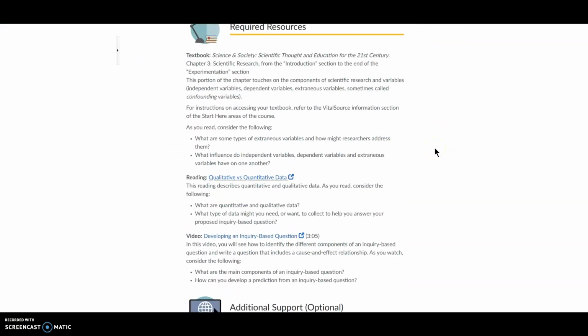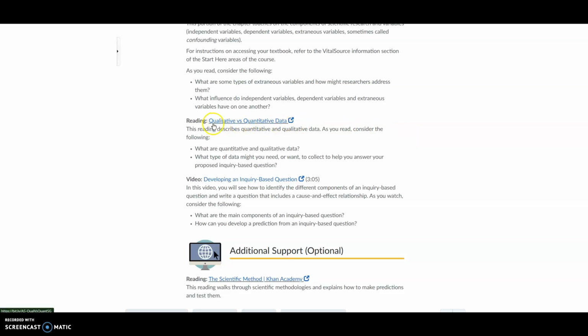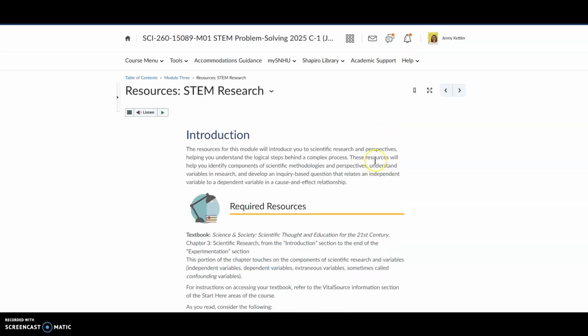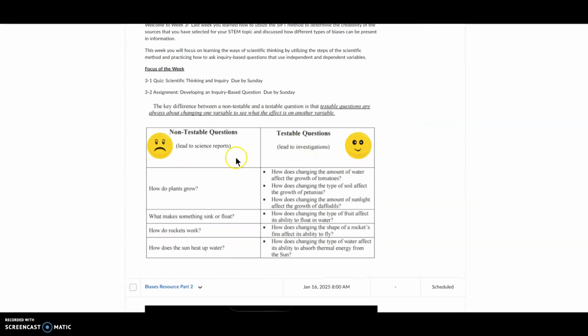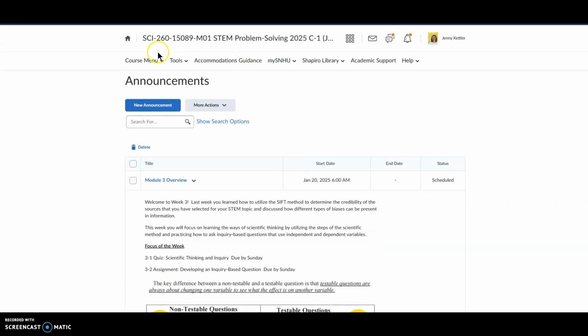There's also some extra resources here. So this talks to you about qualitative and quantitative data. This helps you with developing the question. I also have posted some resources in the class announcements that you can use to help you. So for instance, if you go to the week 3, this is kind of showing you a non-testable question versus a testable question. So you want your questions that you end up asking for this assignment to be testable. That's what inquiry-based means.